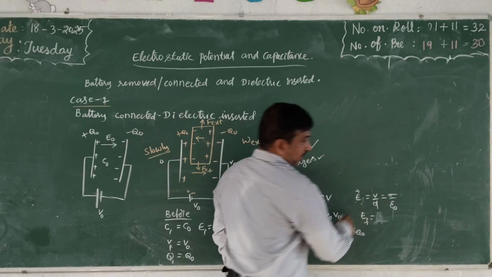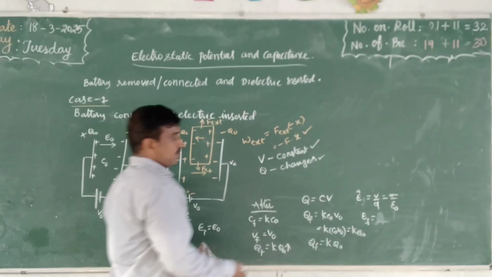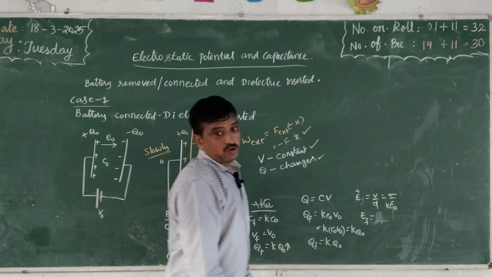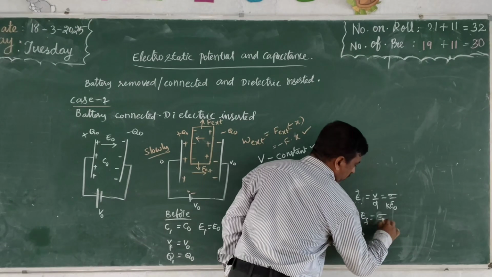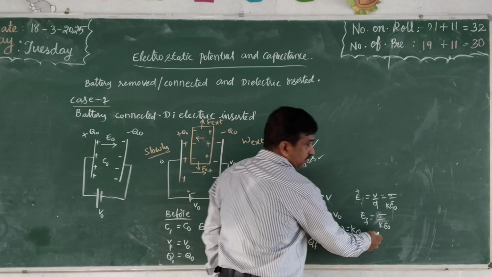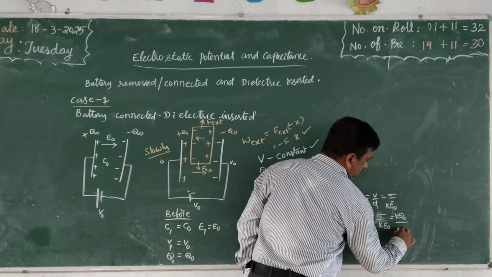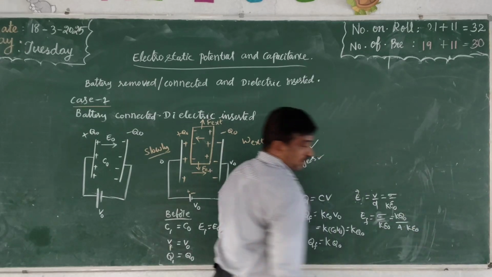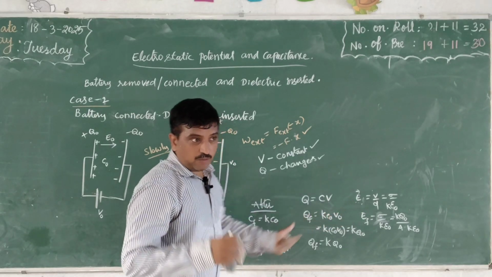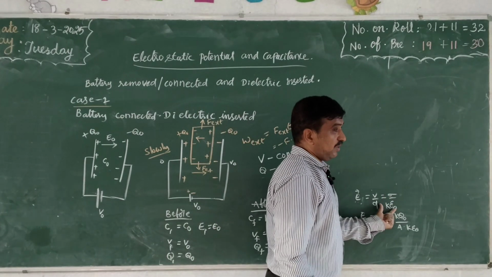Here the dielectric is inserted. What about the electric field? With the dielectric, it is sigma by K epsilon naught. Sigma by K epsilon naught, so sigma is K Q naught by A, over K epsilon naught. Understood this point? In a parallel plate capacitor with a dielectric, the electric field is sigma by K epsilon naught.